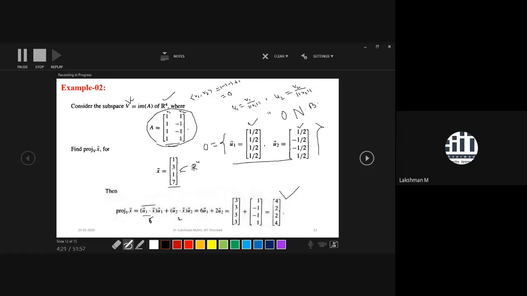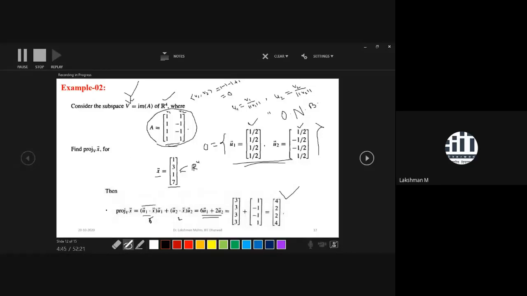So you can easily verify that this one is a linear combination of these two vectors. This relation itself is talking about how this projected part of x is a linear combination of u1 and u2. That means you are saying that this projected part of x is in the plane V. So that is the idea.